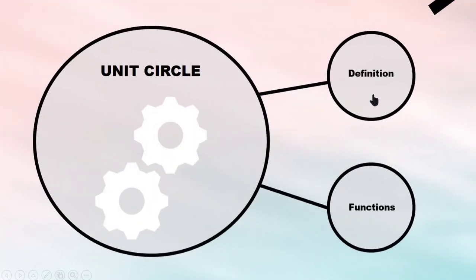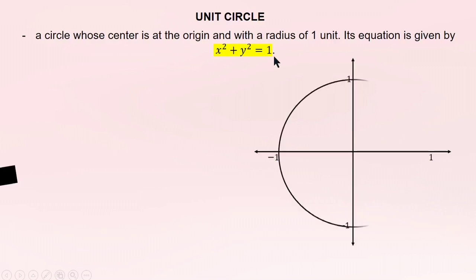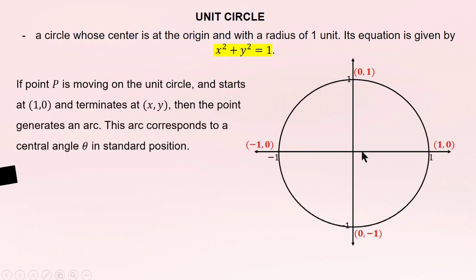We start with a definition of the unit circle. Unit circle is a circle whose center is at the origin and with a radius of 1 unit. Its equation is given by x squared plus y squared equals 1. If point P is moving on the unit circle and starts at (1, 0) and terminates at (x, y), the point generates an arc. This arc corresponds to a central angle theta in standard position.